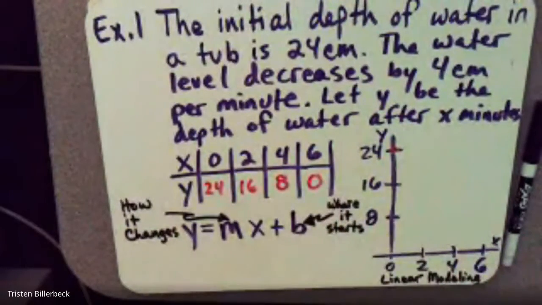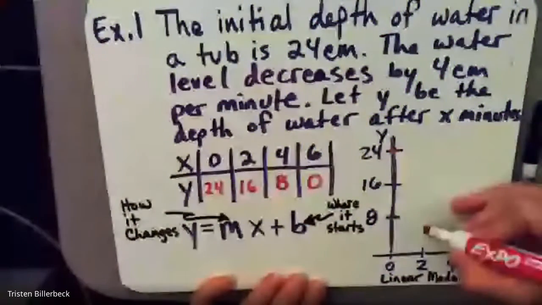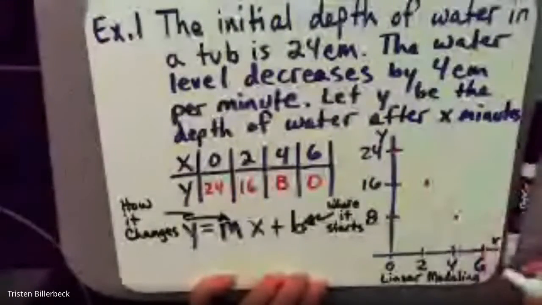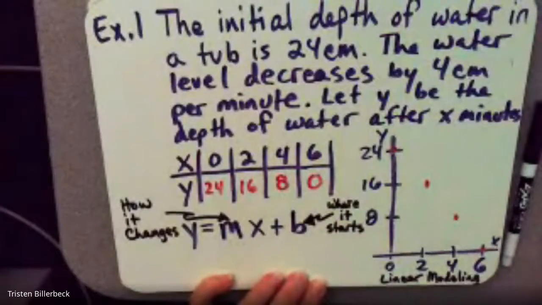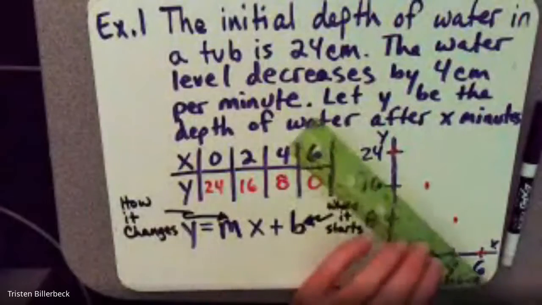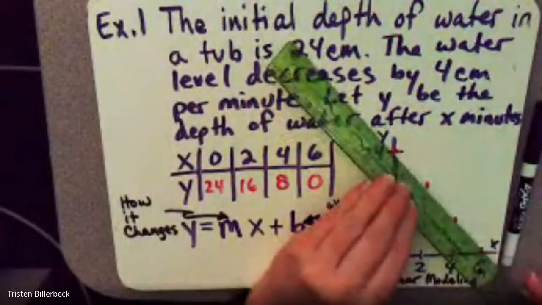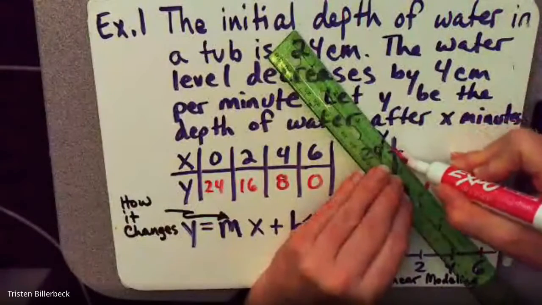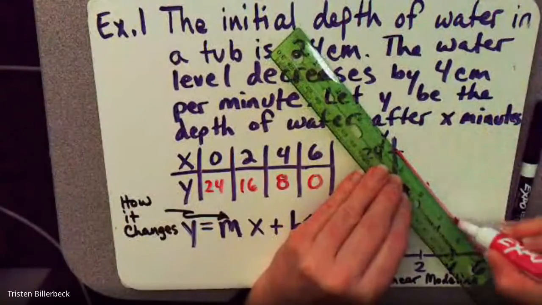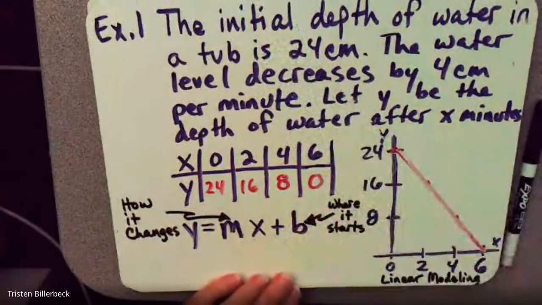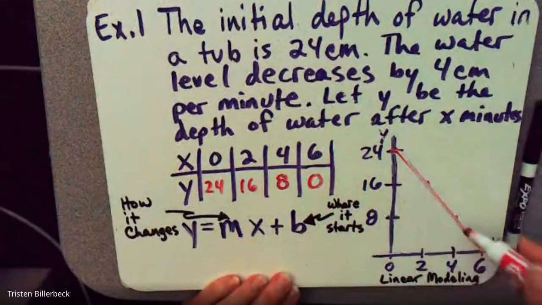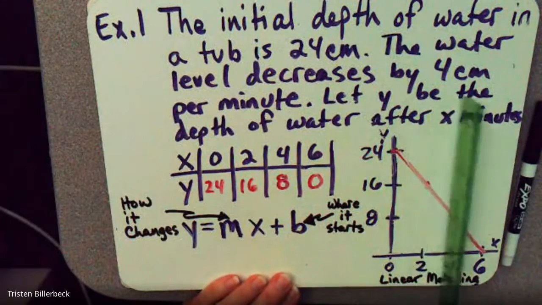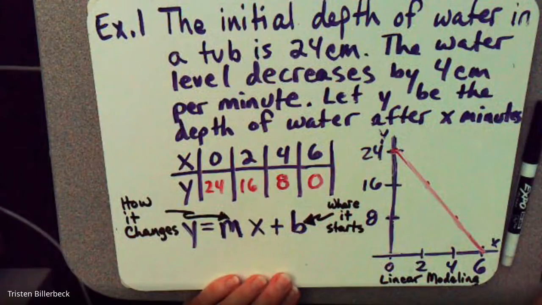So if I plot these points, at 2 minutes I had 16, at 4 minutes I had 8, and at 6 minutes I had no water left. I could plot this, and I have a nice straight line showing how the water is slowly leaking out. And it passes that vertical line test that I've been talking about.